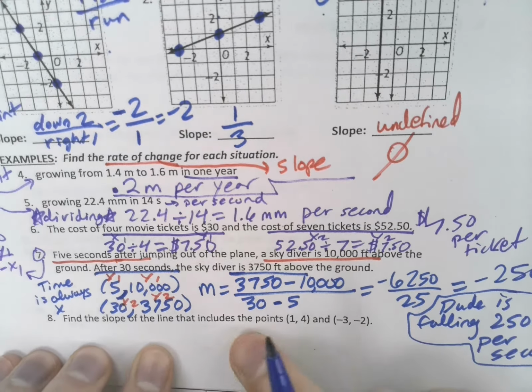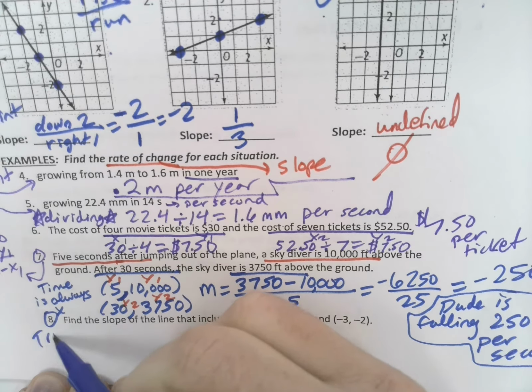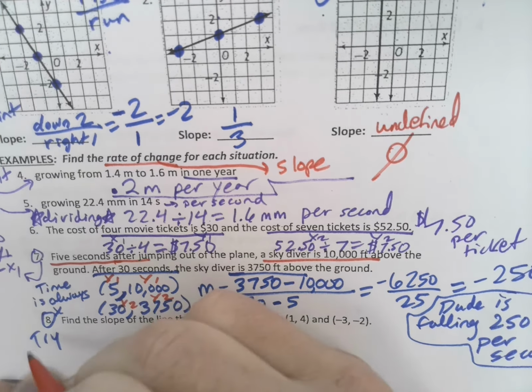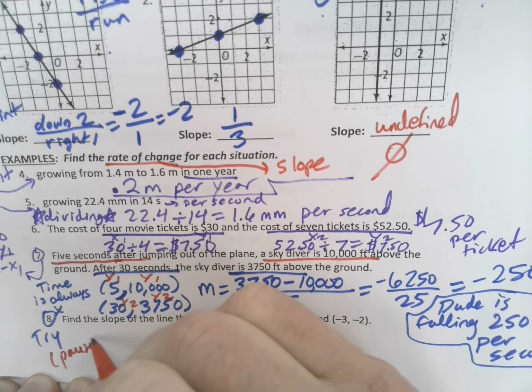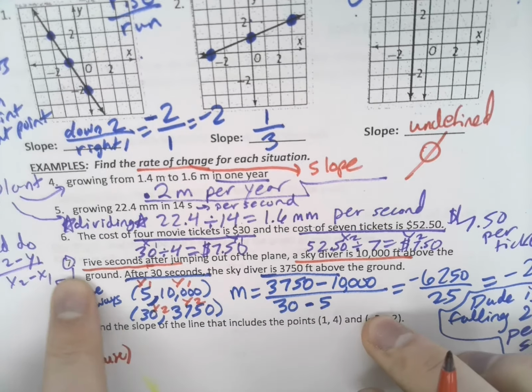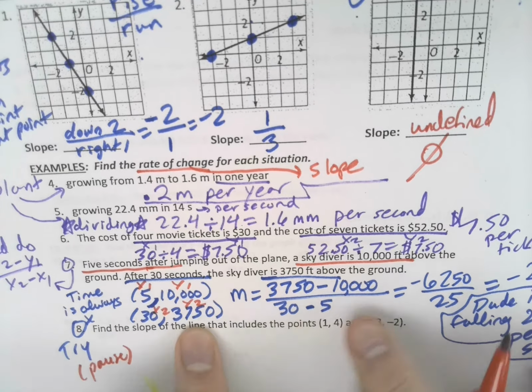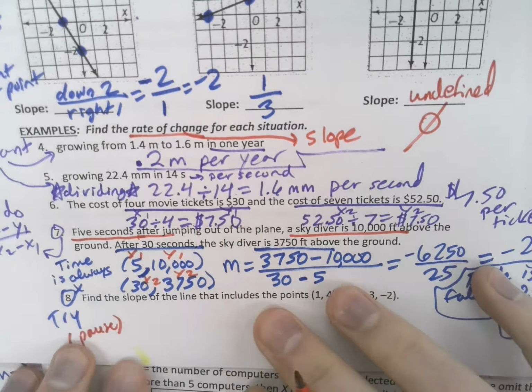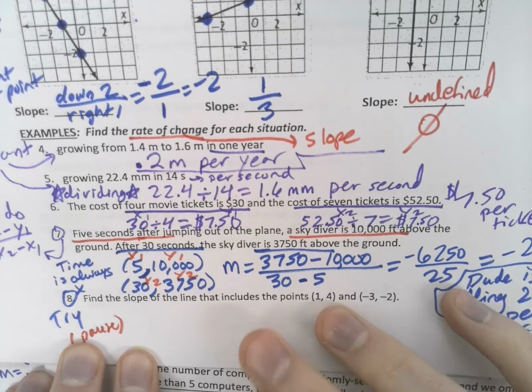And again, this is a throwback. I'll let you guys try number 8 for me. But go ahead and pause the video. This will be one we'll check real quick. I'm not going to actually go through and explain because this is just doing what we literally did on number 7, except they already give us the points. So try number 8 real quick. We'll check it, and then we'll move right on.